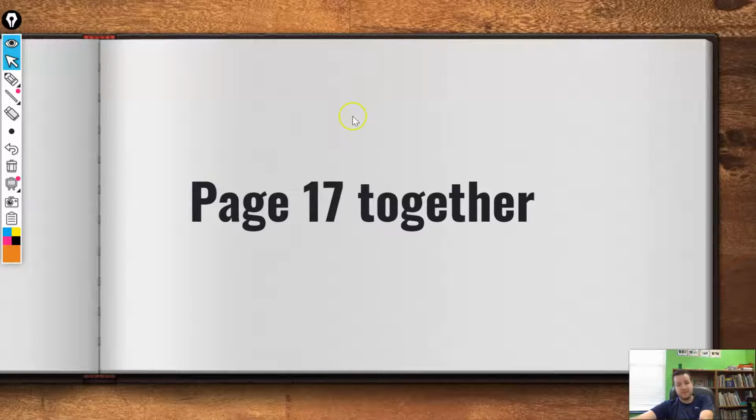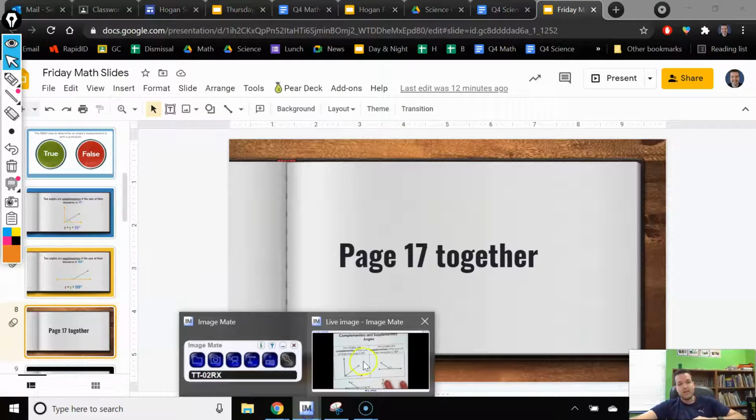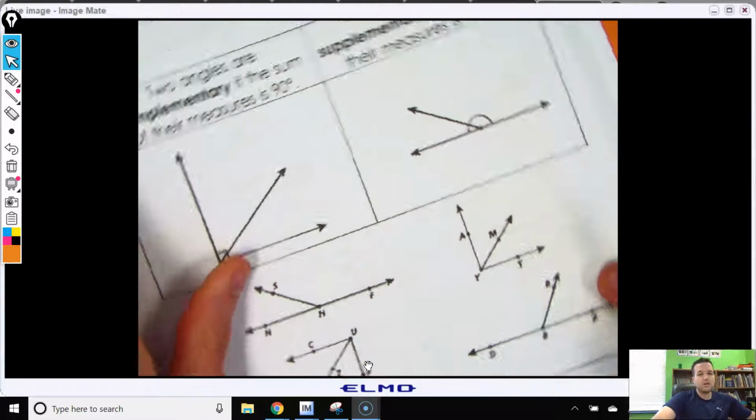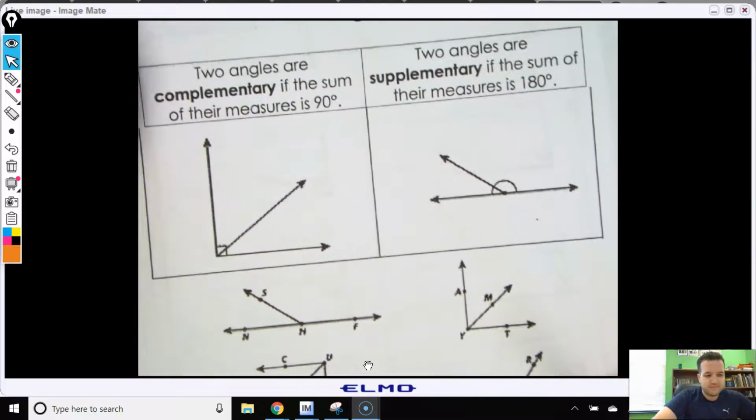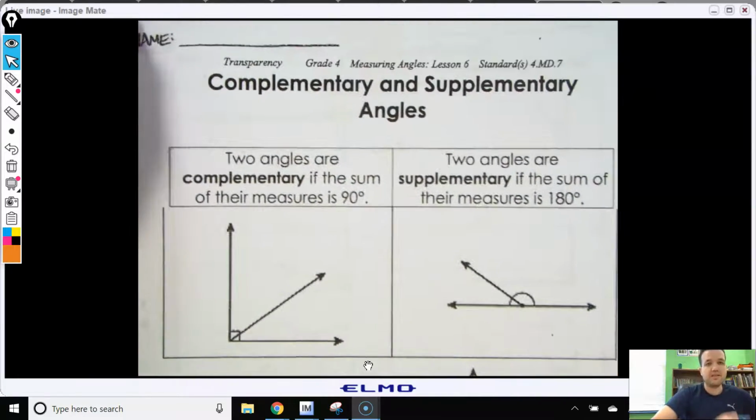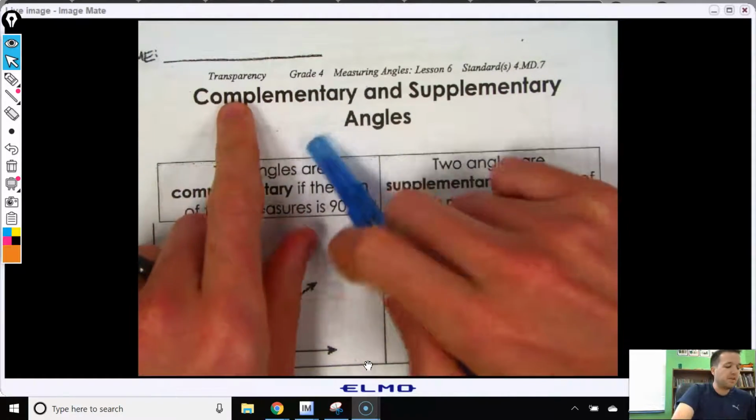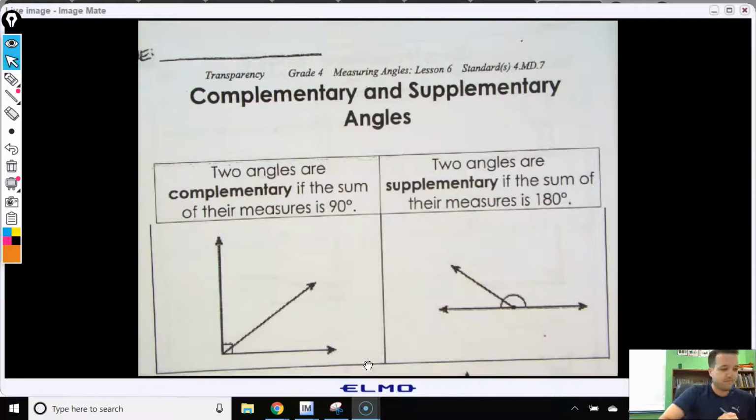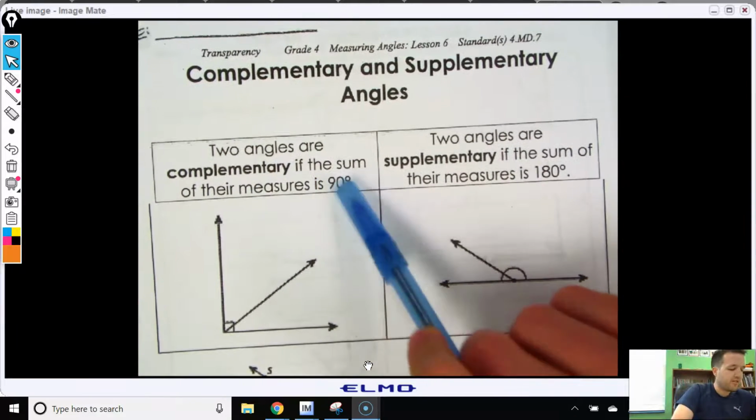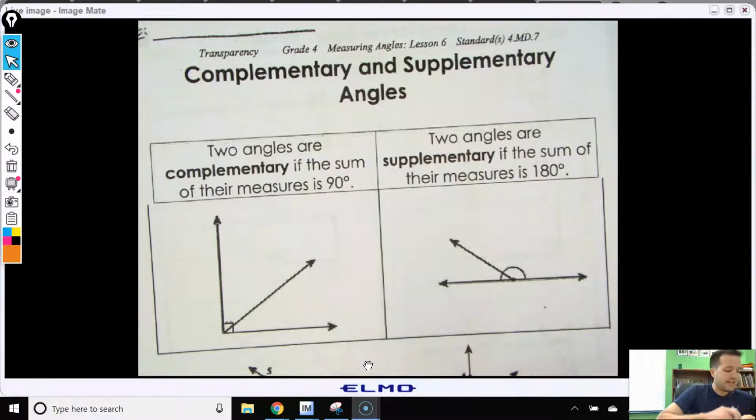So everybody turn to page 17, if you are not already there. I think I told you that in the beginning of class to turn to it. But you will see, whoa, we're a little bit sidetracked here. There we go. You will see those big words up at the top. Complementary, supplementary. Two angles are complementary if the sum of their angles is 90 degrees.